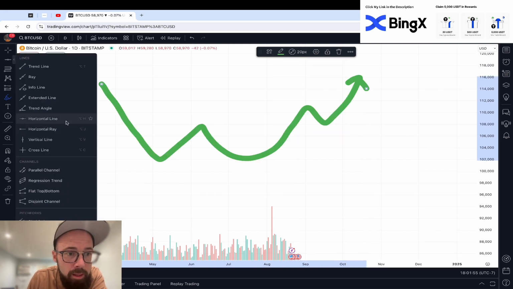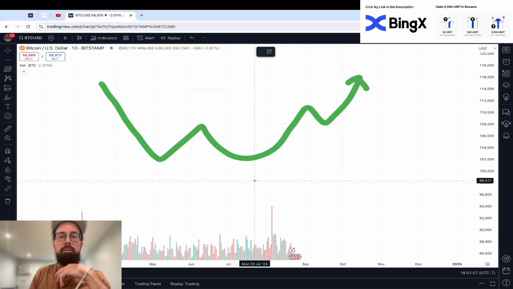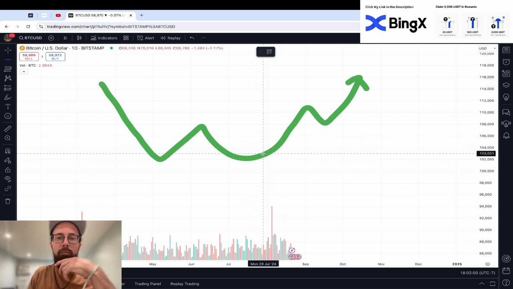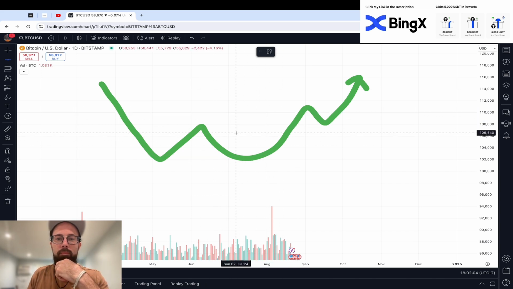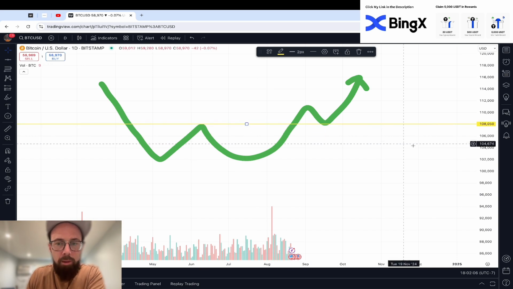Now the neckline on this, where would it be? I'm going to give you guys 5 seconds. Where is the neckline on this pattern? If you said right here at 108, you are correct.